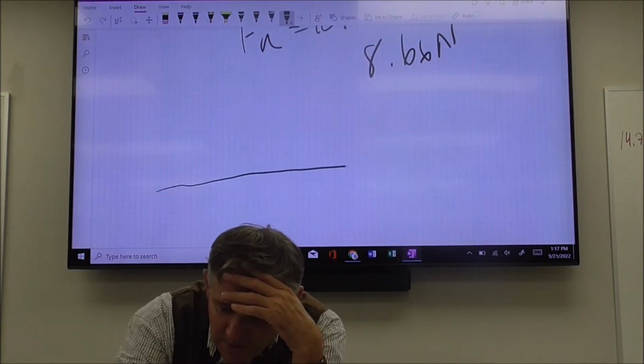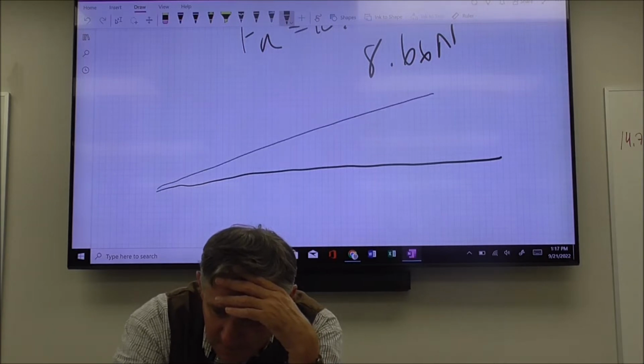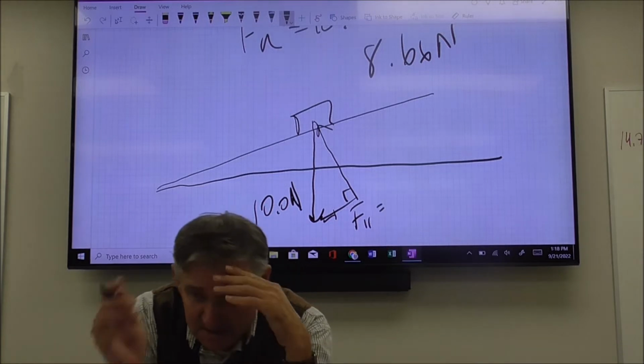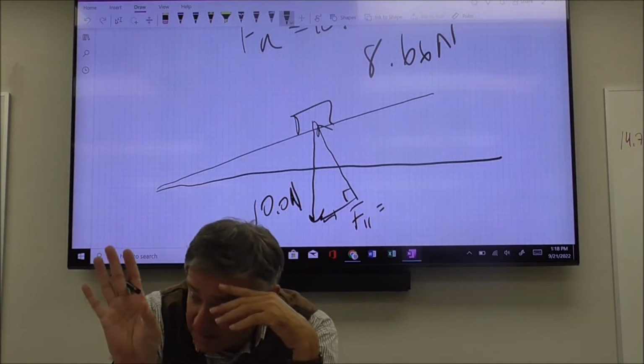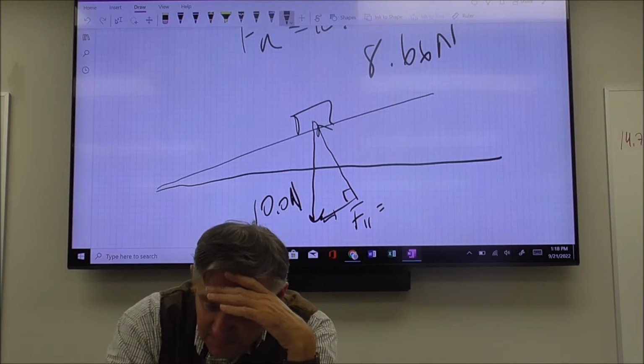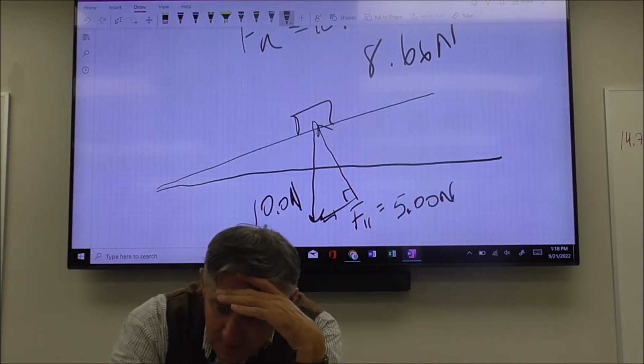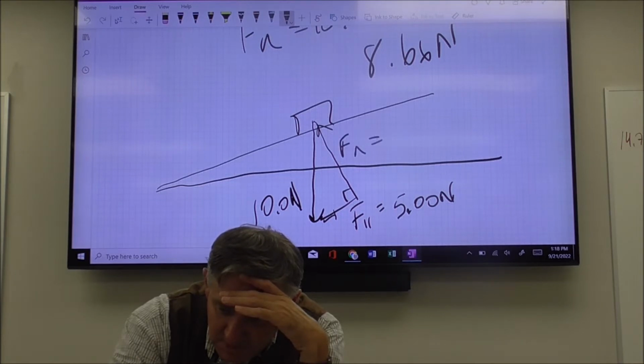So now I'm going to redraw this thing a little bit bigger. So we've got a 10 Newton force acting straight down. We've got a force parallel, and this is at a right angle. So your force parallel is going to be the sine of 30 times 10. Trust me, that's 5, okay, because the sine of 30 is 0.5. So force parallel is going to be 5 newtons. And my force normal is going to be 8.66 newtons.